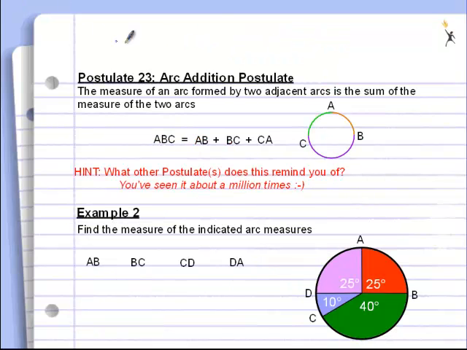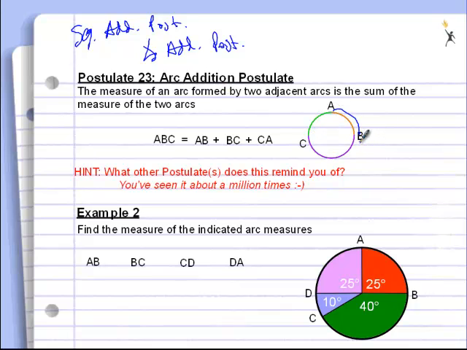Let's go to the next page, and we're getting to something called the arc addition postulate. Now you've already seen the segment addition postulate. You've already seen the angle addition postulate. It's the exact same thing. All it says is the measure of an arc formed by two adjacent arcs is the sum of the measure of the two arcs. And what that means is if you take arc AB, add it to BC, and then to CA, you add up all of those arcs and you get the whole circle ABC.